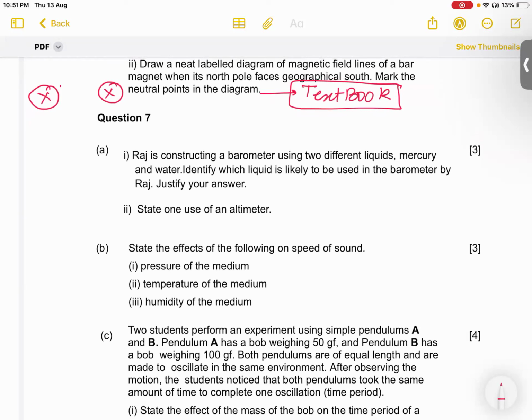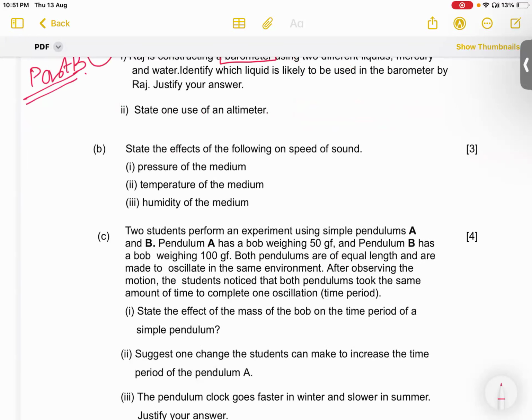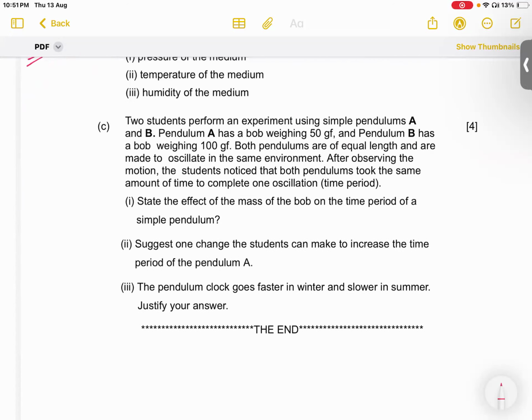Come on, next one. Question number 7. Raj is constructing a barometer. Barometer was from chapter 4, part B. We don't have to touch this part, guys. State the effect of the speed. Wow, this is sound. Last question of the paper.